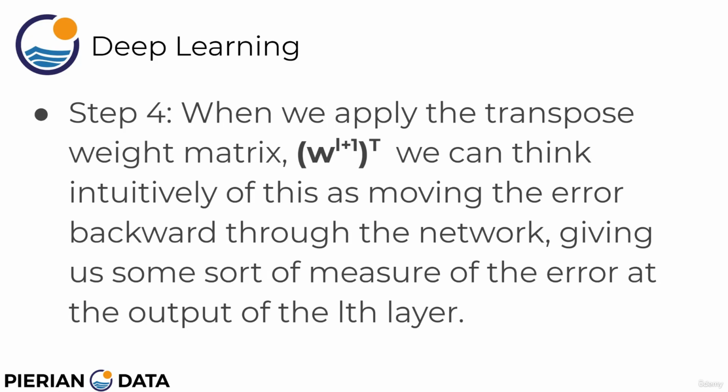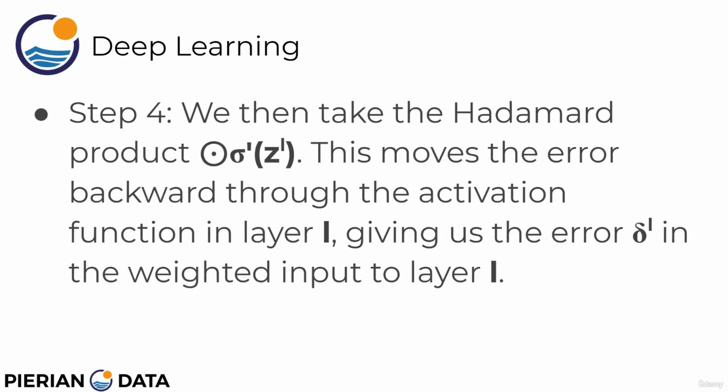So when we apply that transpose weight matrix, the weight matrix of l plus 1 transposed, we can think intuitively of this as moving the error backward through the network, giving us some sort of measure of the error at the output of that lth layer. We then take the Hadamard product of that with the z at that layer passed into the activation function. And what this does is move the error backward through the activation function in layer l, giving us the error in the weighted input to layer l. So again, that's a generalized term, which is why you see me using that lowercase l.